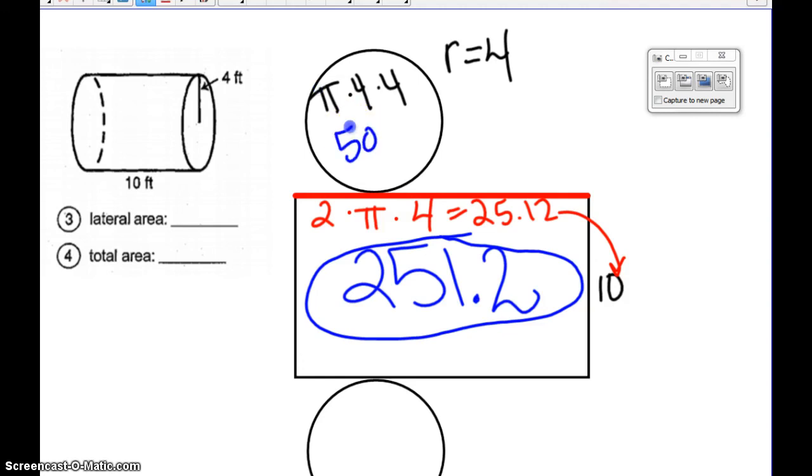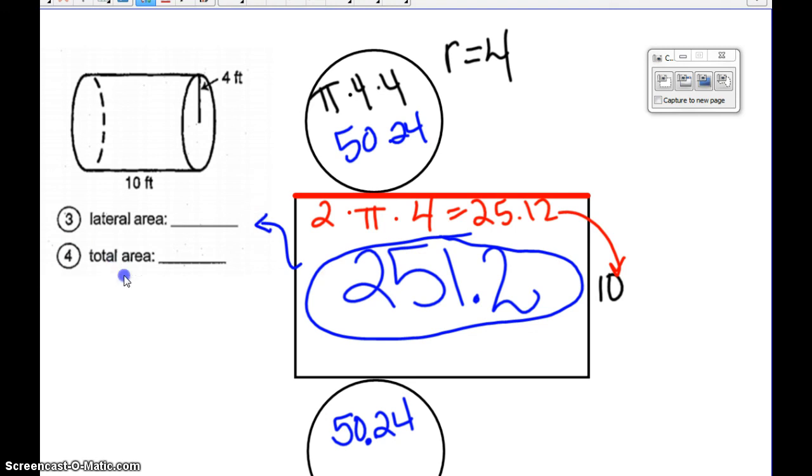So you get 50.24. All right, if that's true, do I even have to do this one, or do I know it? Got it. So 50.24. Now let's go over and look at filling in our blanks. Lateral area, that is this. All right, so the lateral area is where the label comes from. So that goes right there.